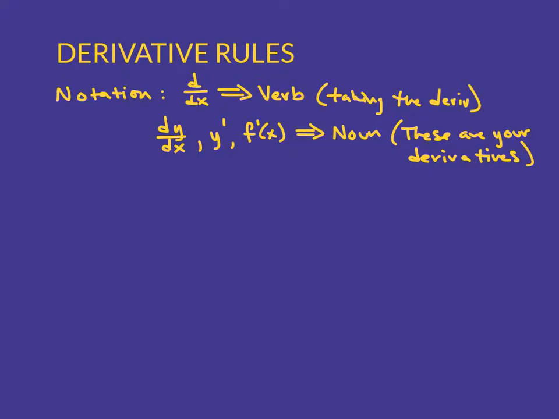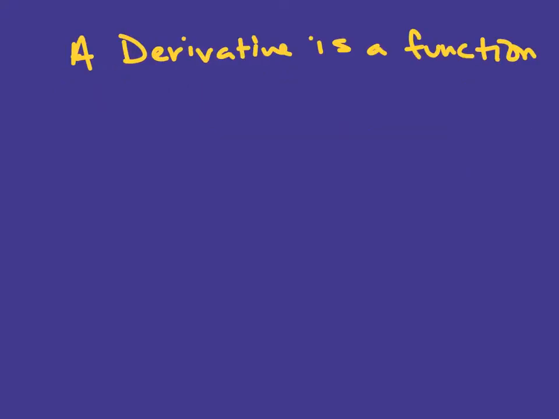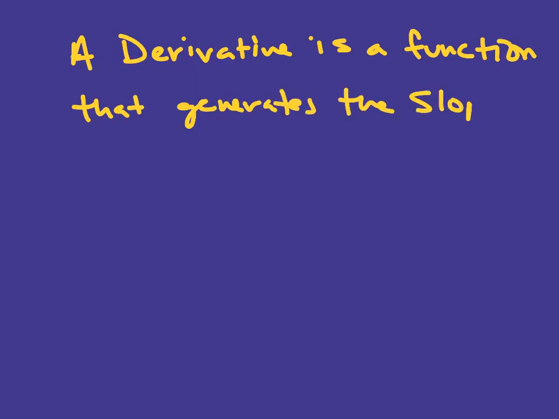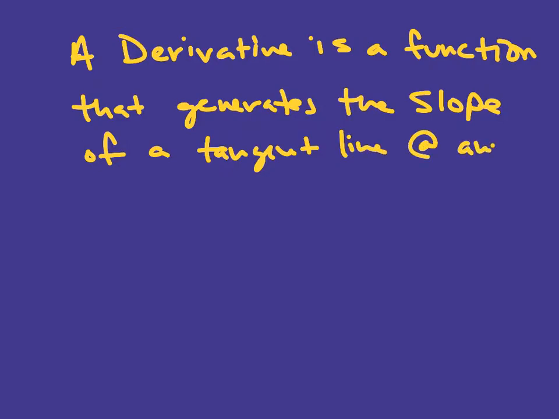Okay, now let's think about something, okay? What is a derivative? A derivative is a function that generates the slope of a tangent line, so slope of a tangent line at any x value. All right, that's what a derivative does, okay?